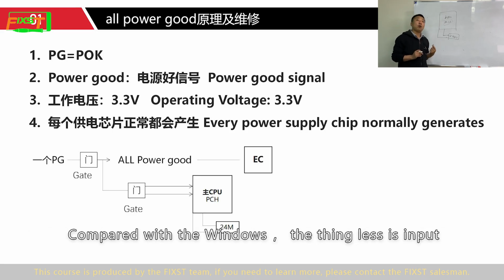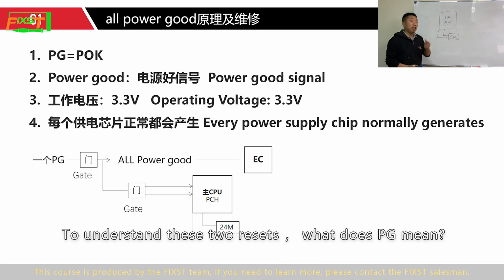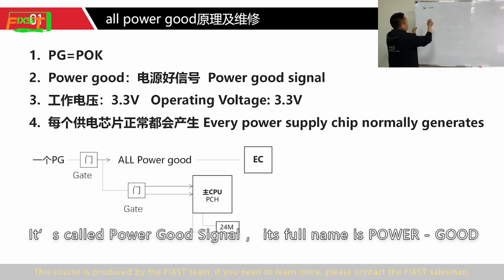Compared with Windows, the one thing less is input. Then our reset is mainly the reset in the EC and the reset in the Southbridge. To understand these two resets, what does PG mean? We first understand PG. PG is also called POC. It's called the power good signal. Its full name is power good signal.